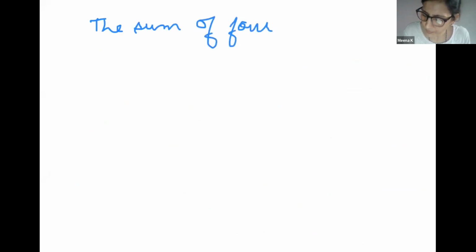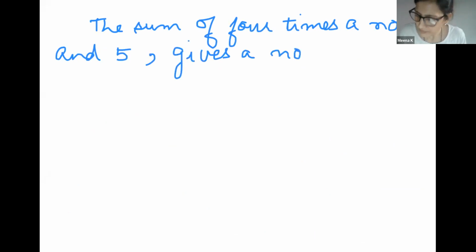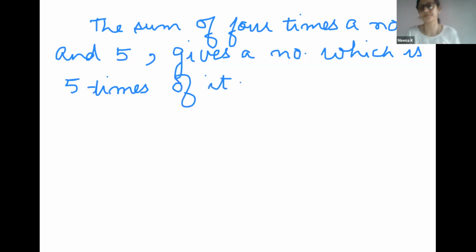Okay, my question is: the sum of 4 times a number and 5 gives a number which is 5 times of it. Find the number. Children, please read the question.